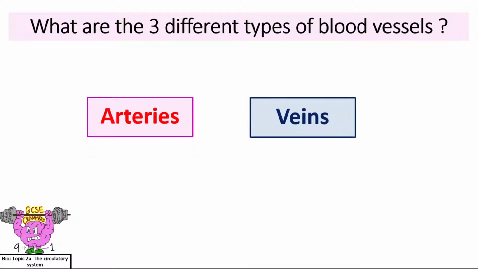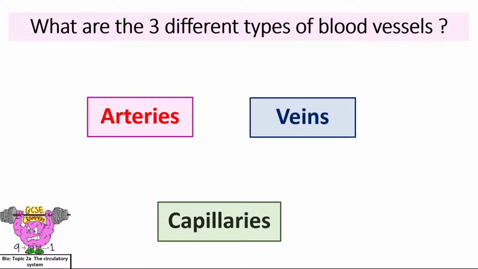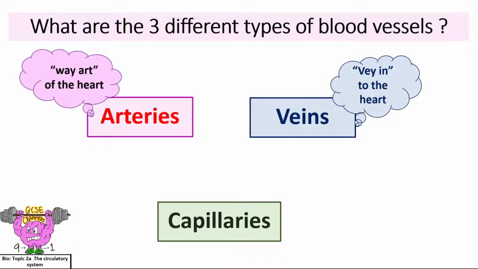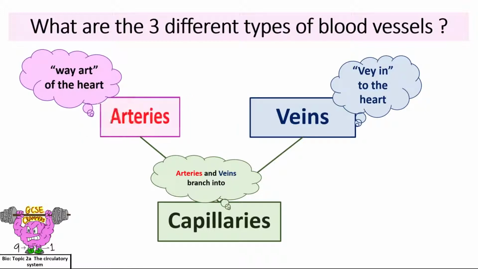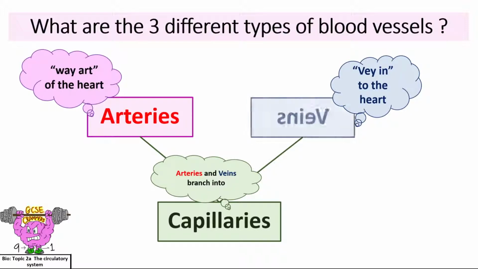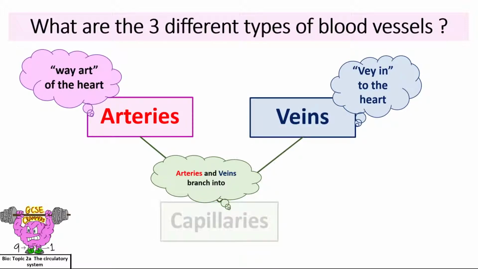Arteries, veins, and capillaries. The way to remember them is arteries are the way out of the heart, while the veins are the way in, or way into the heart. And arteries and veins branch into capillaries that are connected to the tissues and organs. So, arteries take the blood out of the heart, veins take the blood into the heart, and capillaries take the blood into and out of tissues and organs via the arteries and veins.